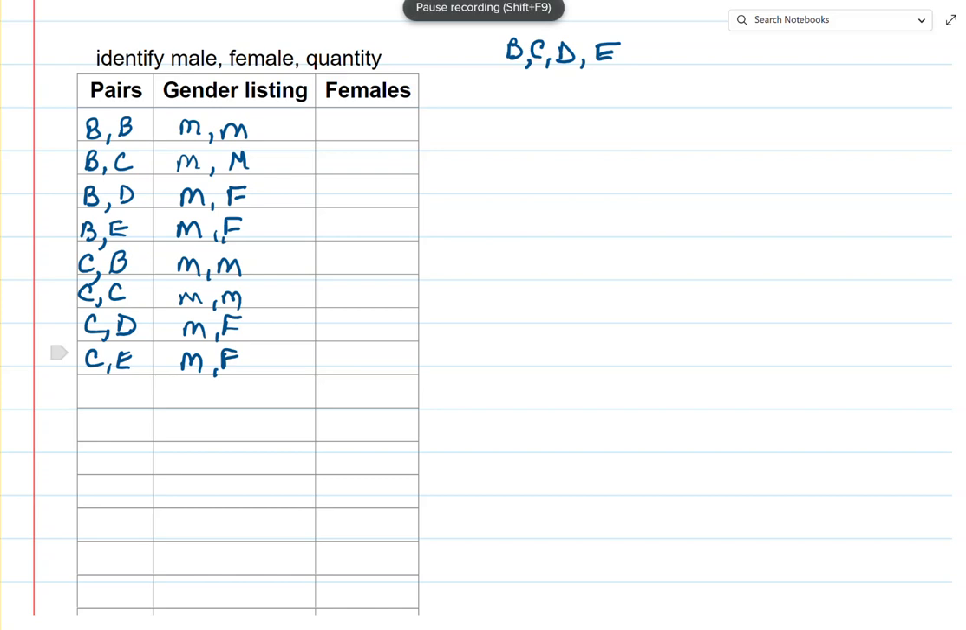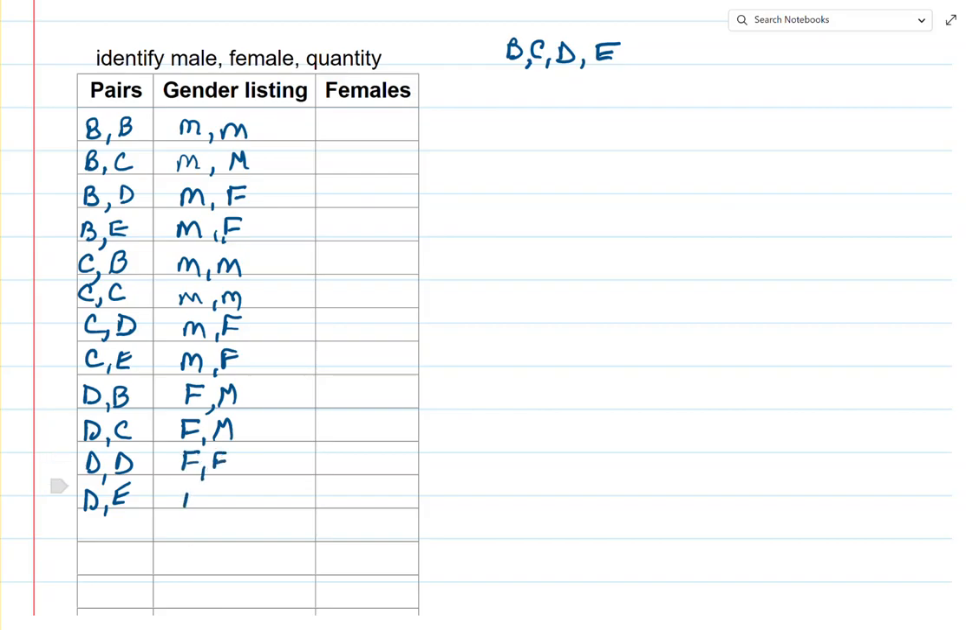Now we're getting to the D for Dana. We can have the D and B, D and C, D and D, and in this case we have female, male, female, female, female, and female.